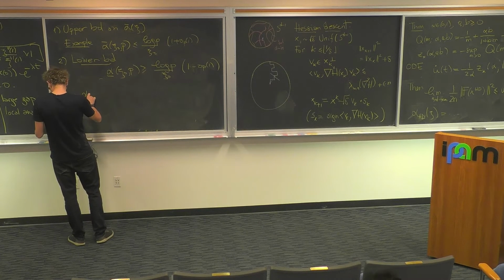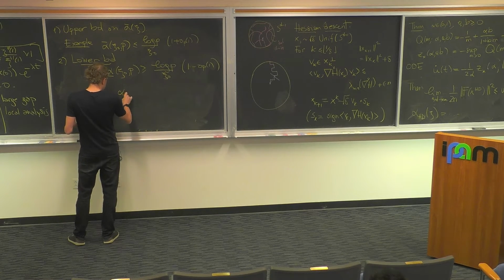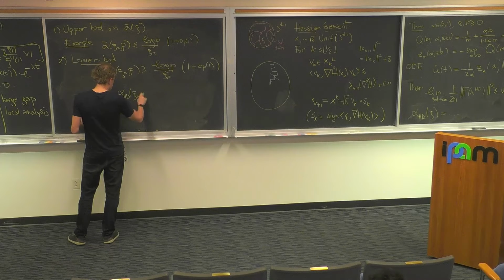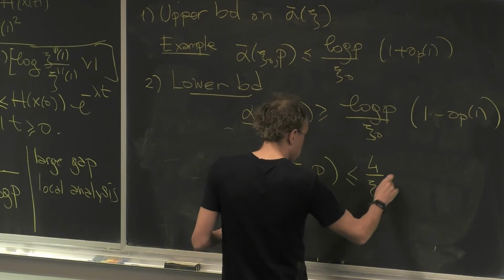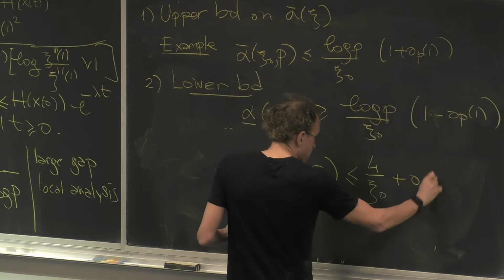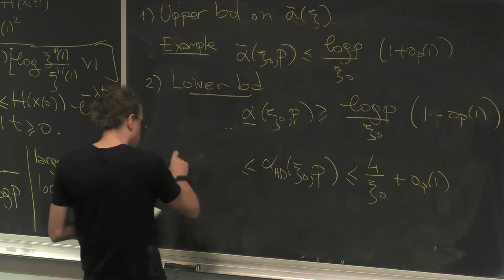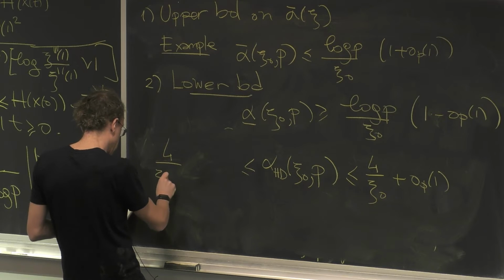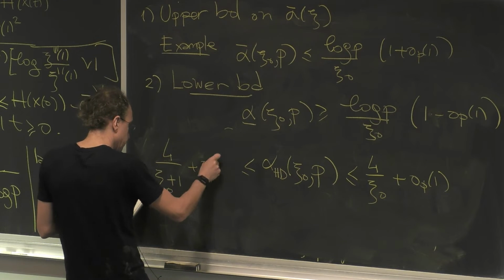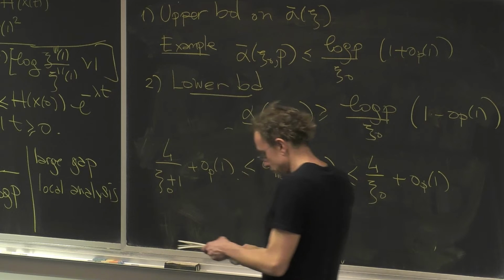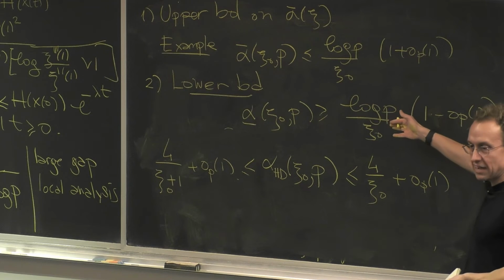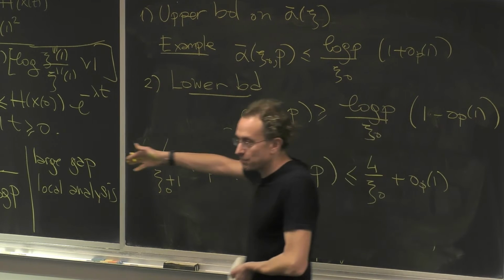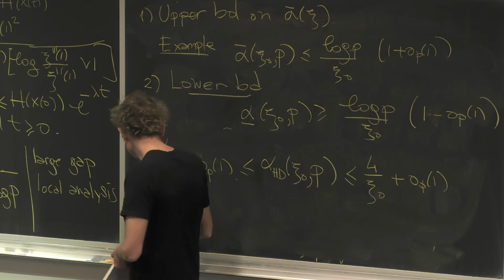You can bound the solution of this object, and you get that alpha HD for my toy model. For my running example, this is 4 over xi 0 plus little o_p of 1, and 4 over xi 0 plus 1 plus little o_p of 1. Okay, so two remarks. First of all, we didn't close the gap. Second, this is much better than this.